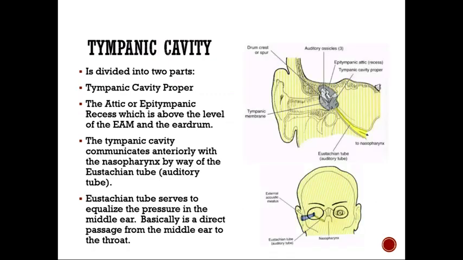The tympanic cavity is divided into two parts, the tympanic cavity proper and the attic or epitympanic recess, which is above the level of the EAM and the eardrum. The tympanic cavity communicates anteriorly with the nasopharynx by way of the eustachian tube. The eustachian tubes serve to help equalize pressure in the middle ear and are pretty much a direct passage from the middle ear to the throat.